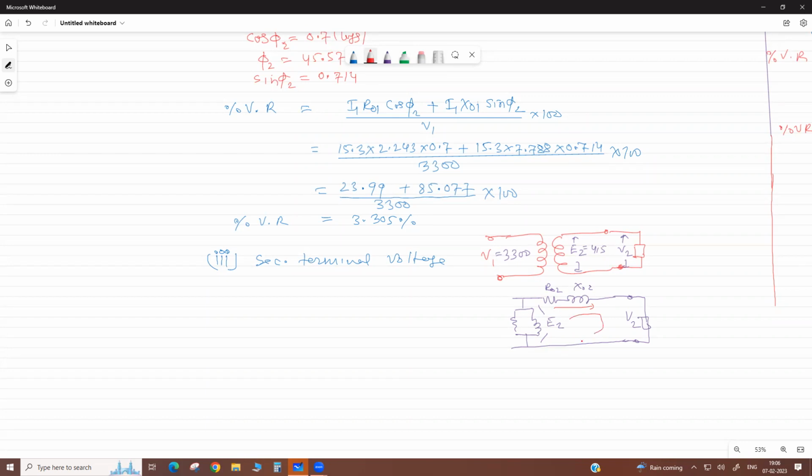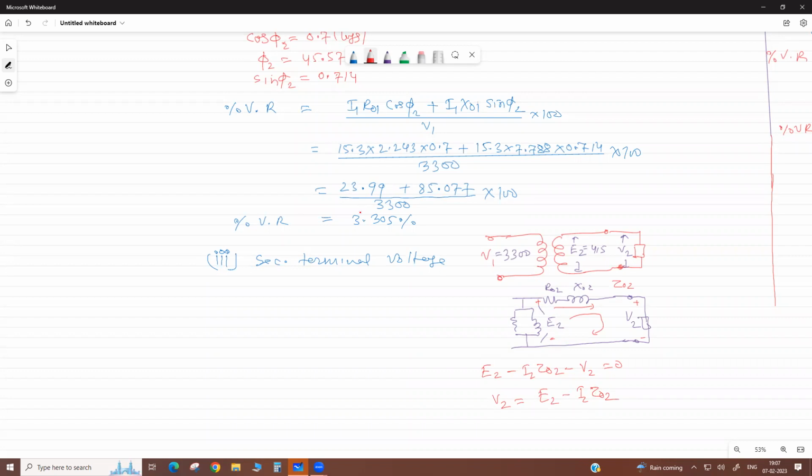This is your total impedance Z02. If you apply KVL, E2 minus I2 Z02, the total impedance drop. Suppose this is positive and this is negative at an instant of time. So V2 equals 0 by KVL. Therefore, you can write V2 equals E2 minus I2 Z02. That I2 Z02 is your drop.